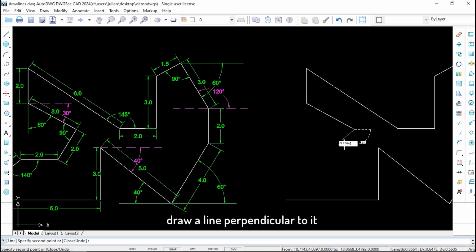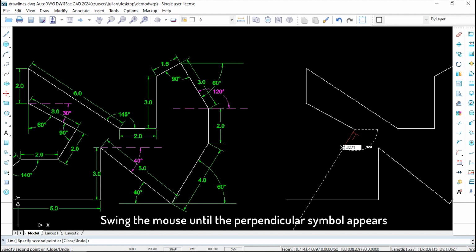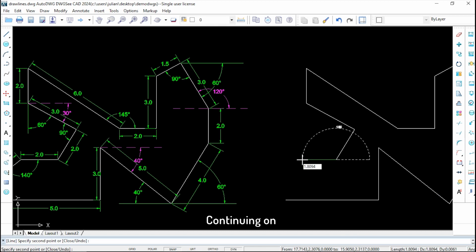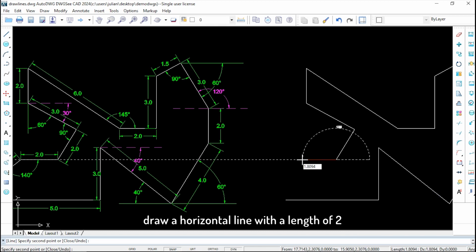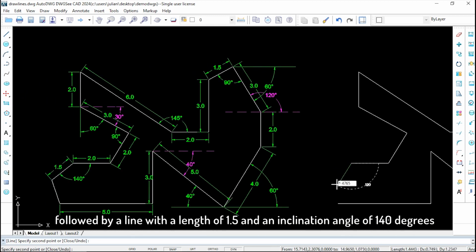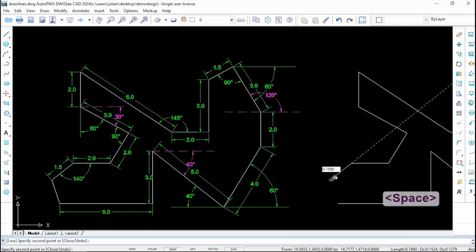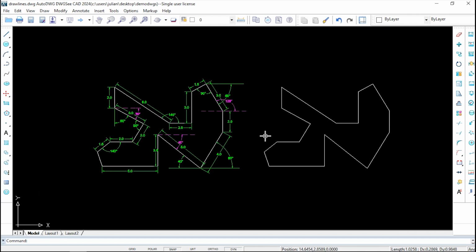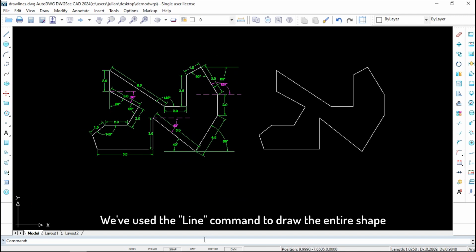After that, draw a line perpendicular to it. Swing the mouse until the perpendicular symbol appears, and then input a length of 2 when prompted. Continuing on, draw a horizontal line with a length of 2, followed by a line with a length of 1.5 and an inclination angle of 140 degrees. Finally, input the Command C to close the entire shape. Great! We've used the line command to draw the entire shape.